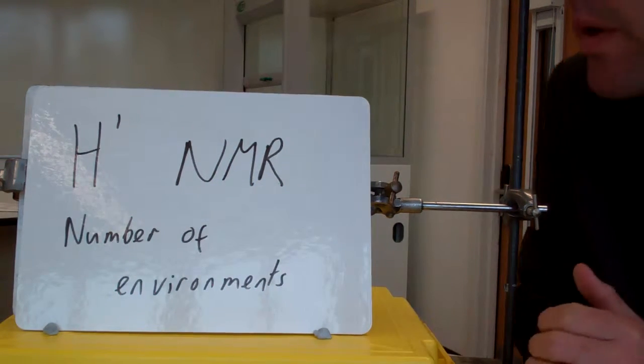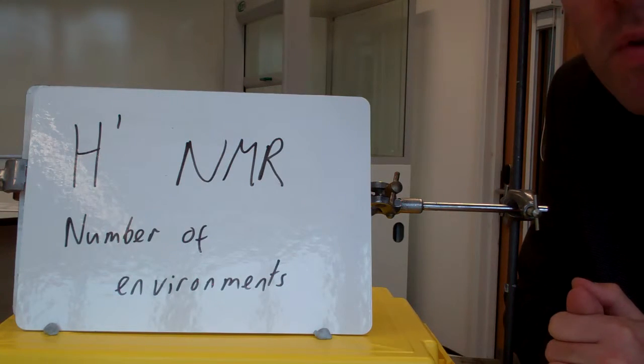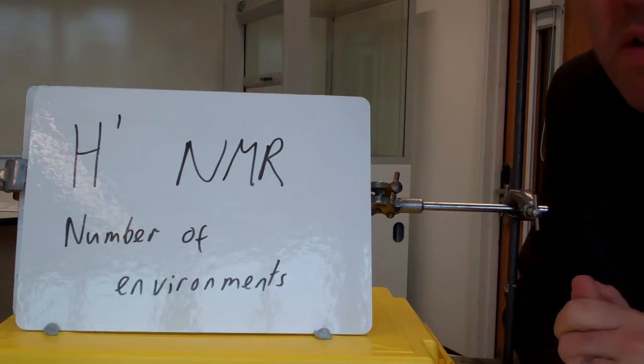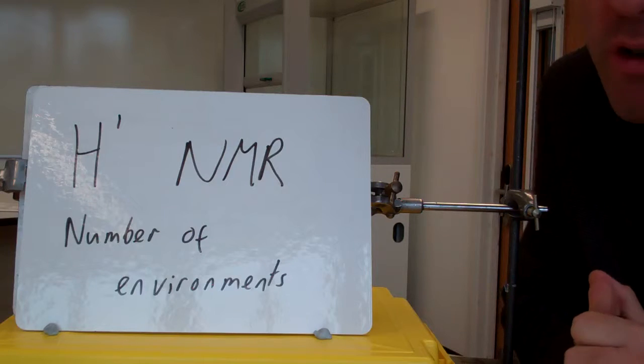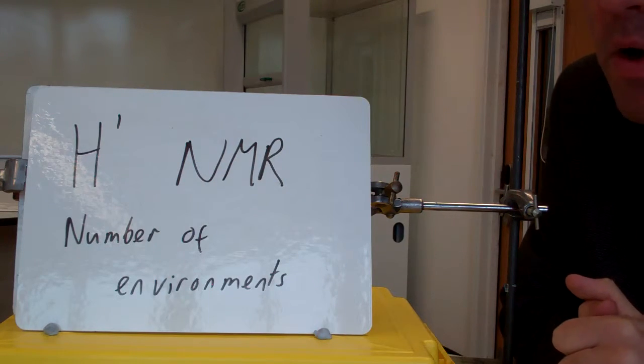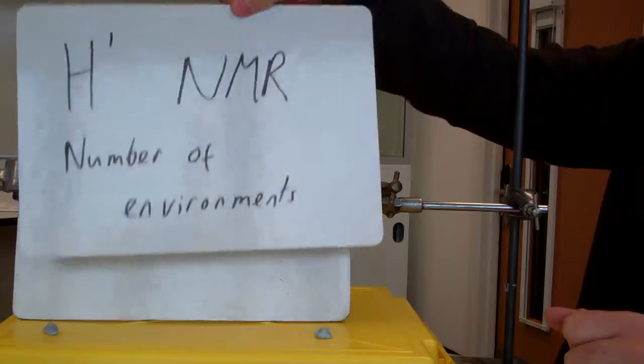Okay, in this video we're going to look at how we work out the number of hydrogen NMR environments. We always talk about hydrogen 1 because that's the type of hydrogen that has an odd number of nucleons. Deuterium, which would be hydrogen 2, wouldn't show up on an NMR because it has an even number of nucleons.